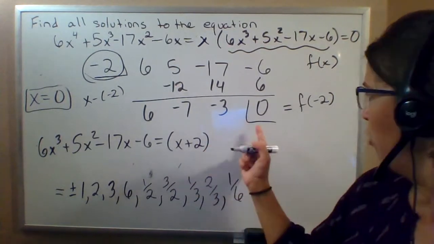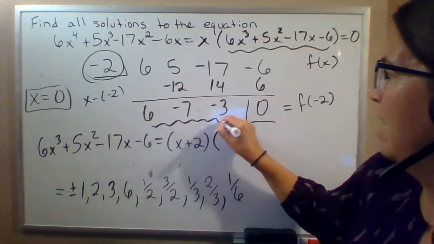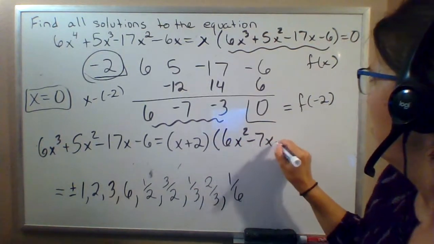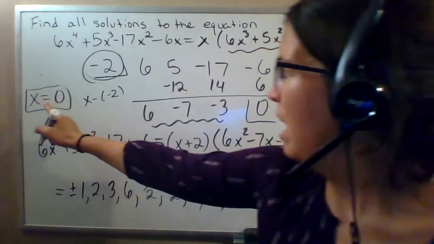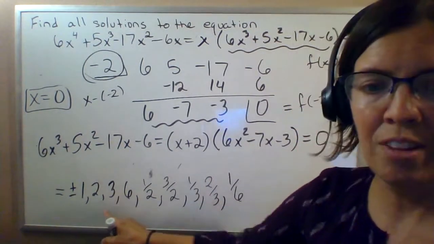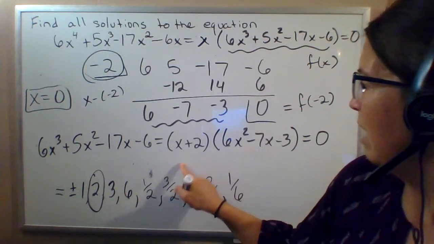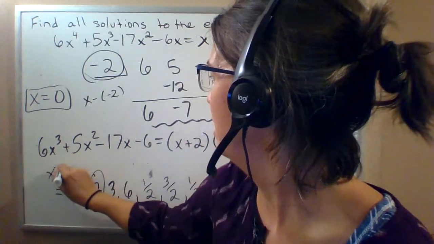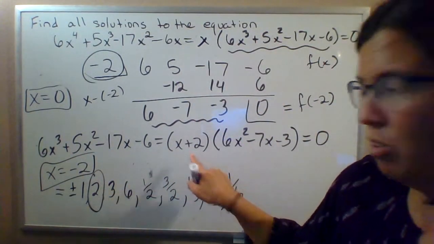That factors out, we know that because of this remainder of 0, and the remaining polynomial will be given by these coefficients. So 6x squared minus 7x minus 3. Now we had x factored out earlier. We said x equals 0 is the solution. If you just go down the list here, eventually you'll try plugging in negative 2 and find out that that works. So then you get x plus 2 factored out. Okay, so we've got a solution x equals negative 2 now from this factor, if you set that factor equal to 0.